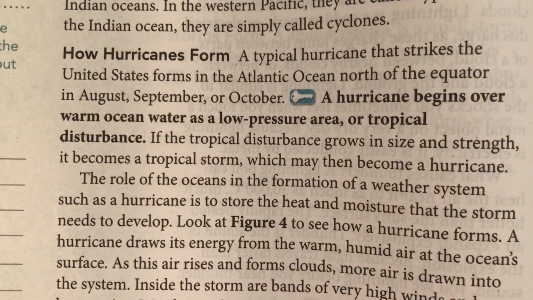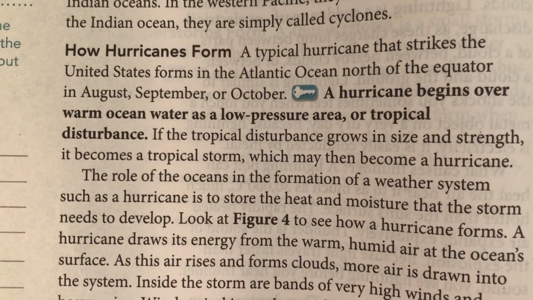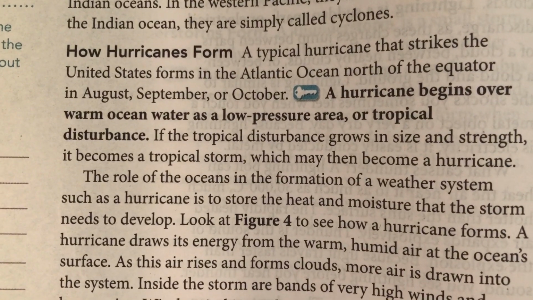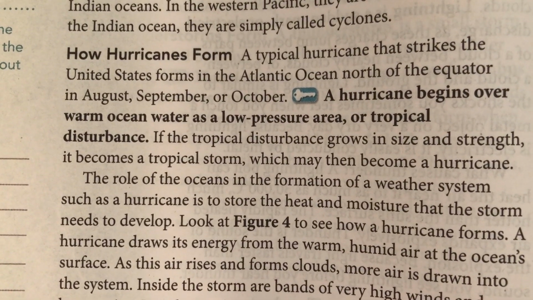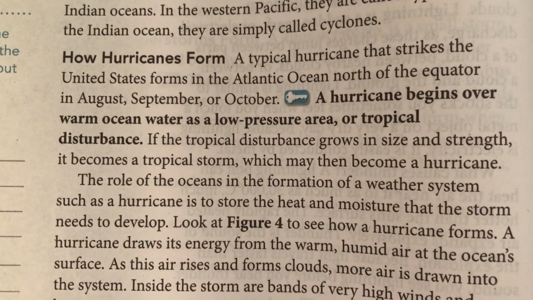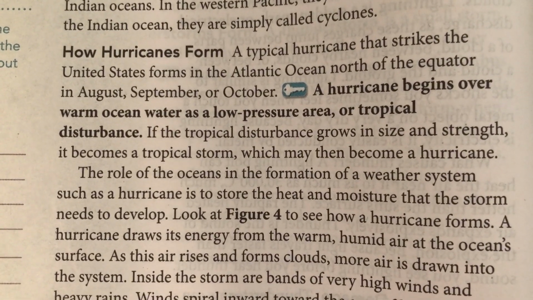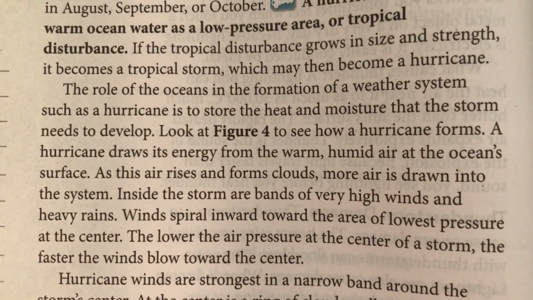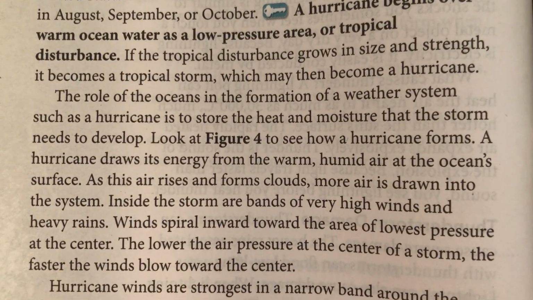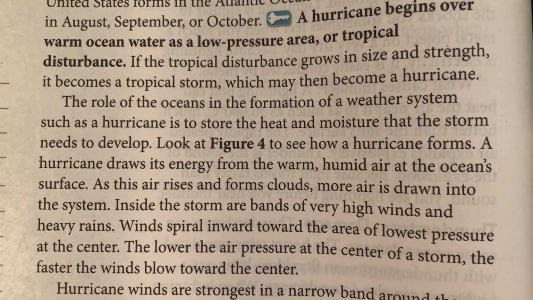How hurricanes form. A tropical hurricane that strikes the United States forms in the Atlantic Ocean north of the equator in August, September, or October. That's typically what we call hurricane season. A hurricane begins over warm ocean water as a low-pressure area or tropical disturbance. If the tropical disturbance grows in size and strength, it becomes a tropical storm, which may then become a hurricane.